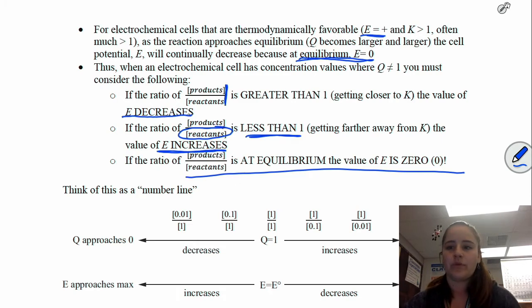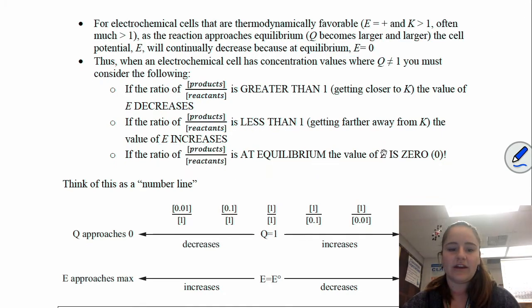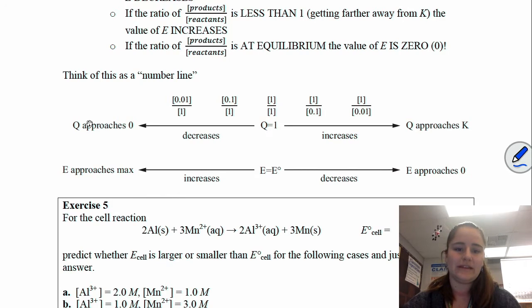Okay? So you can kind of think of it on a number line with Q. Q equals 1 as our standard. That's when E is our E naught. Those are equal. And as Q approaches K, E is going to approach 0. Because K is equilibrium. At equilibrium, no electrons are going to flow overall. Okay, as Q approaches 0, it can't be less than 0 because you can't have concentrations less than 0.